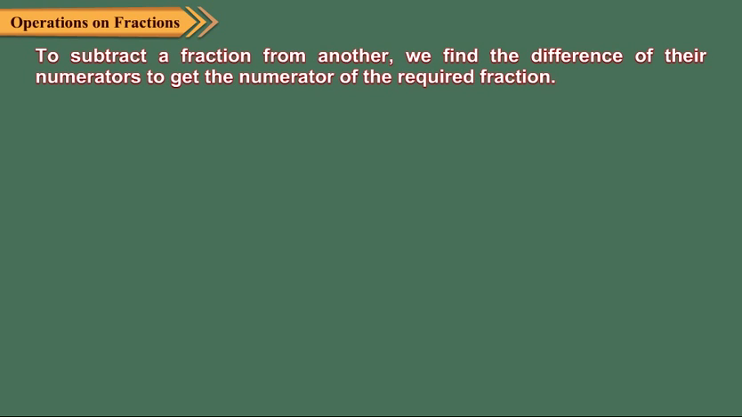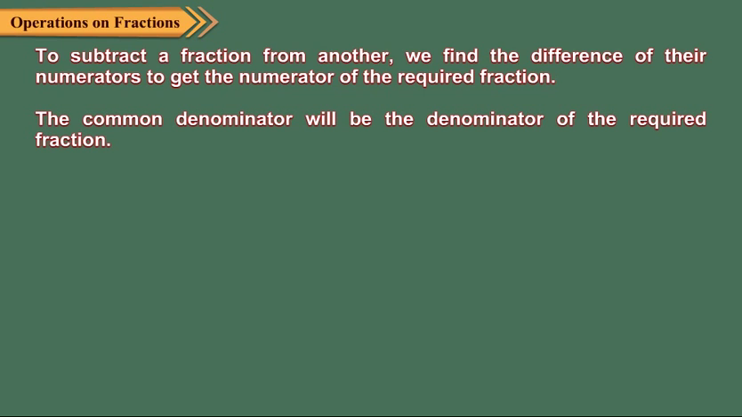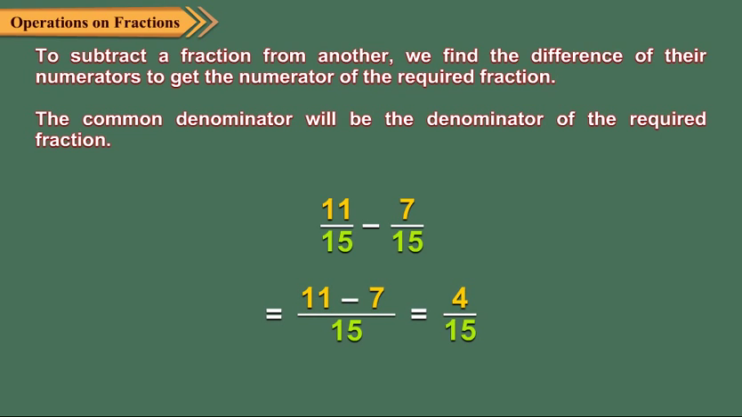Similarly, to subtract a fraction from another, we find the difference of their numerators to get the numerator of the required fraction. The common denominator will be the denominator of the required fraction. For example, to subtract 7 upon 15 from 11 upon 15, we subtract 7 from 11 to get the numerator of the difference. The common denominator 15 will be the denominator of the required fraction.